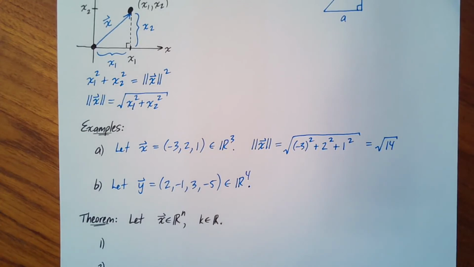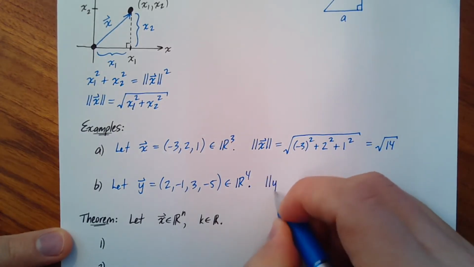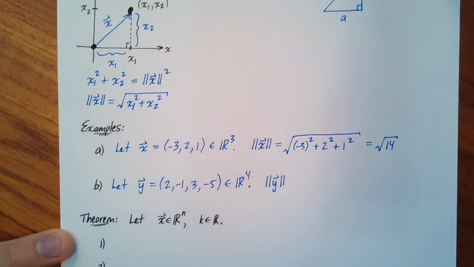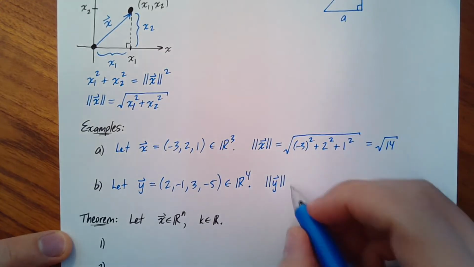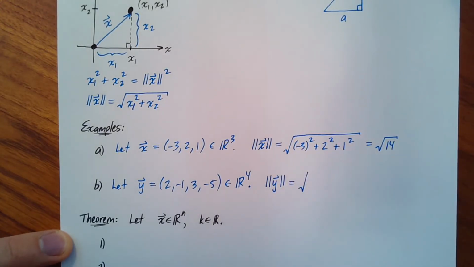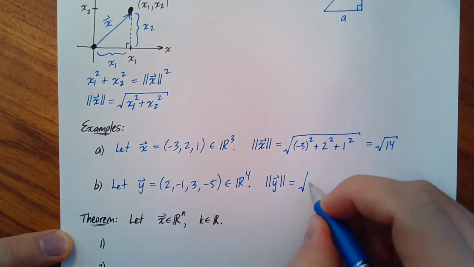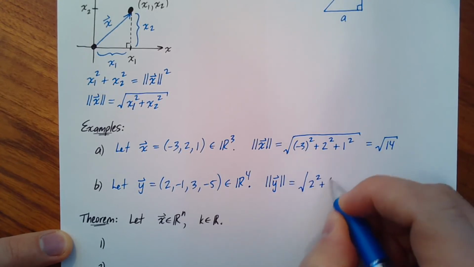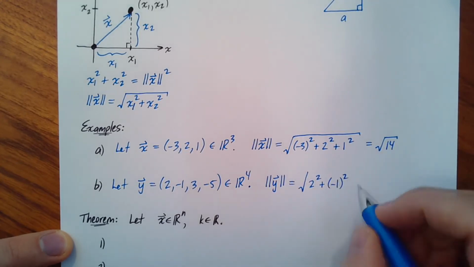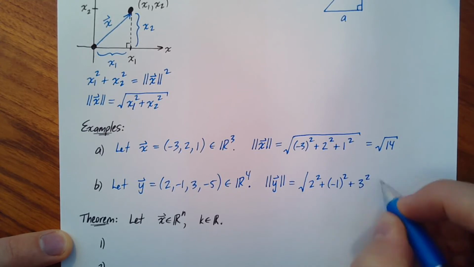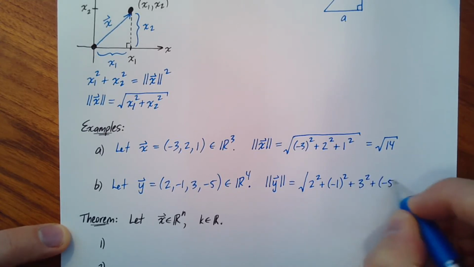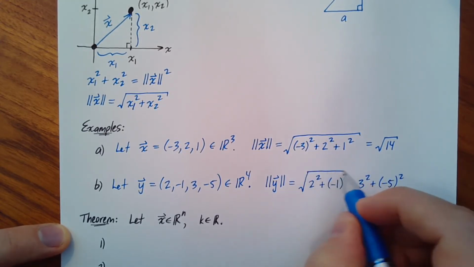And what's its length going to be? Well, use the same strategy. You want to calculate its length, just add up the squares of each of the coordinates, and then take the square root of the result. So we have, well, the first coordinate is 2, so you have 2 squared plus -1 squared plus 3 squared plus -5 squared.